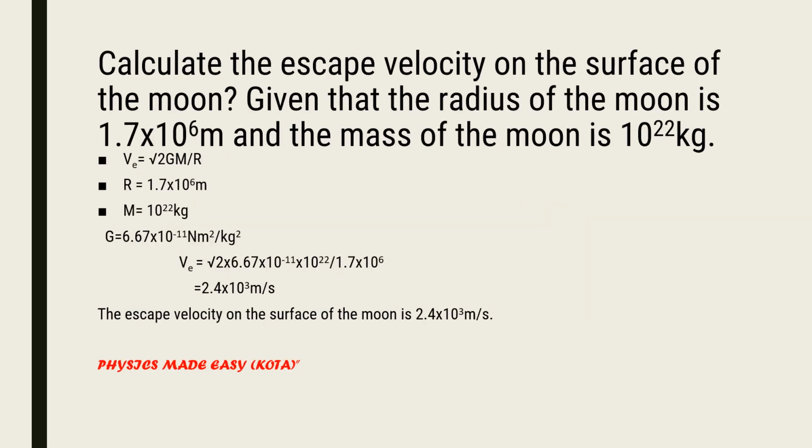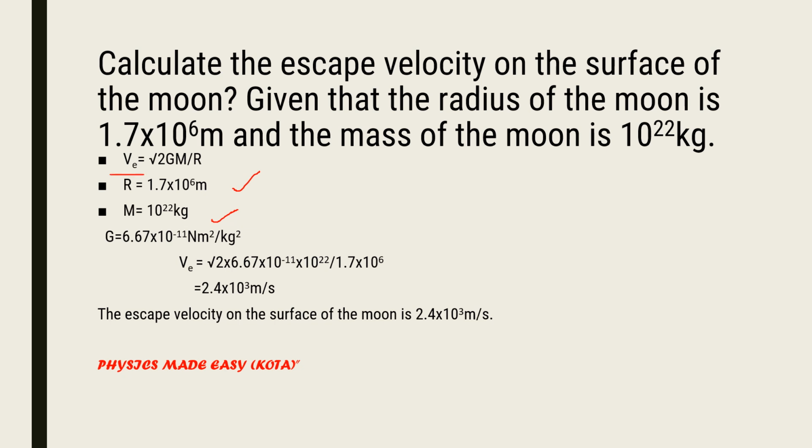Now it is time for numericals. Calculate the escape velocity on the surface of the moon. Given that the radius of the moon is 1.7 into 10 raised to power 6 meter and the mass of the moon is 10 raised to power 22 kg. So as per the given terms, we have the value of R, that is the radius, and the value of M, that is the mass of the moon.